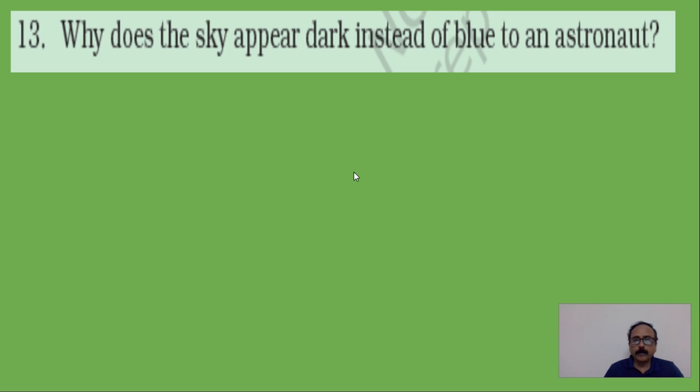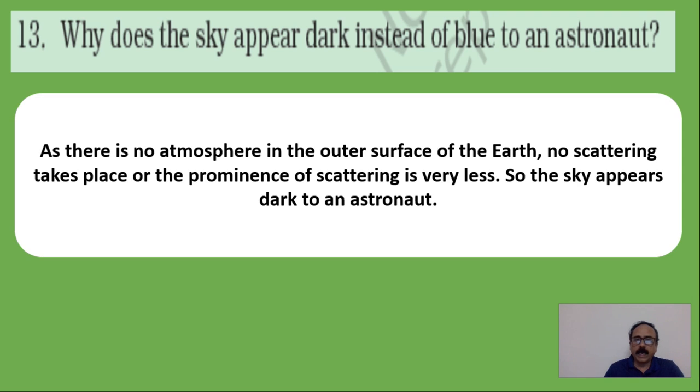Why does the sky appear dark instead of blue to an astronaut? As there is no atmosphere in the outer surface of the earth, no scattering takes place, or the prominence of scattering is very less. So the sky appears dark to an astronaut.